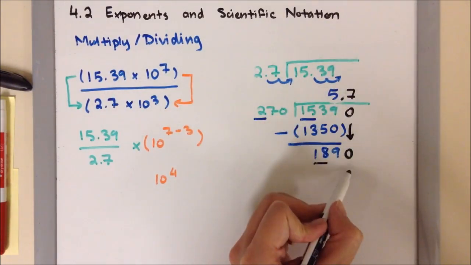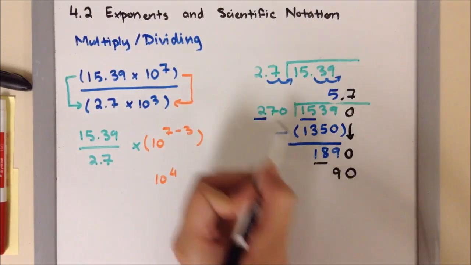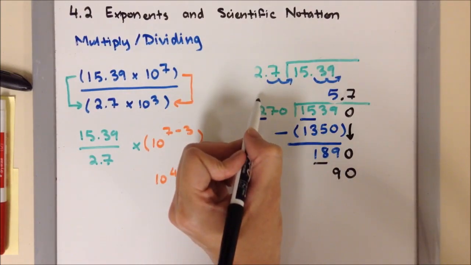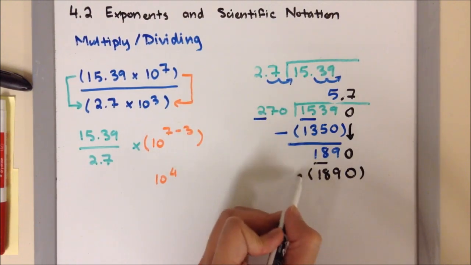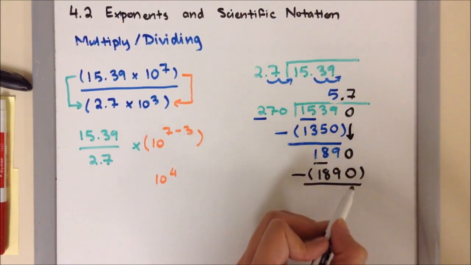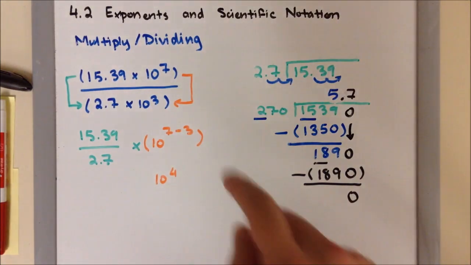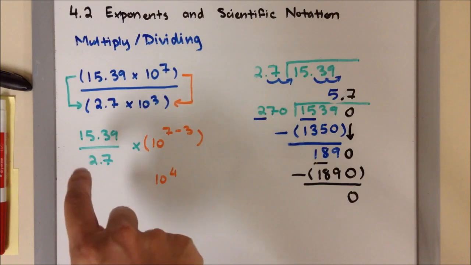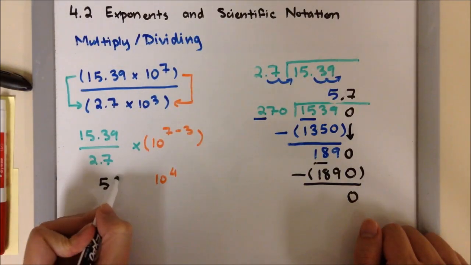So 7 times 0, 0. 7 times 7 is 49. Carry the 4. 7 times 2 is 14 plus the 4, it's actually 18. So I can actually subtract and my remainder is 0. So 15.39 divided by 2.7 is actually 5.7.